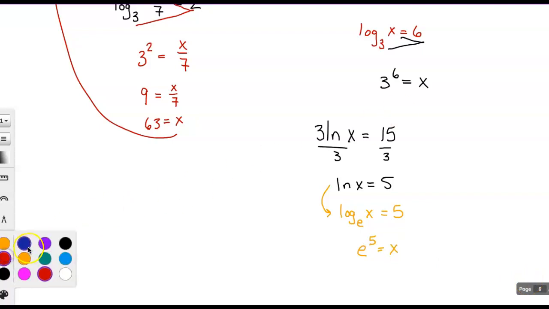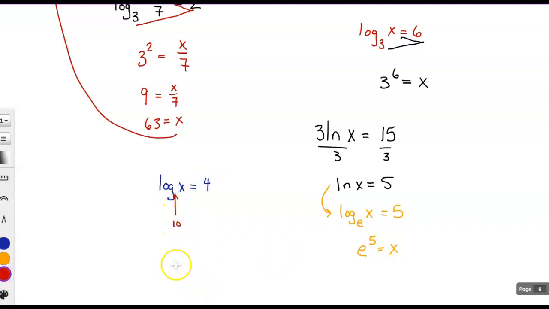And then maybe, if she wants to be a little bit sneaky, the log of x equals 4. And then you have to remember there's an assumed 10 there, right? So it would be 10 to the 4th equals x.